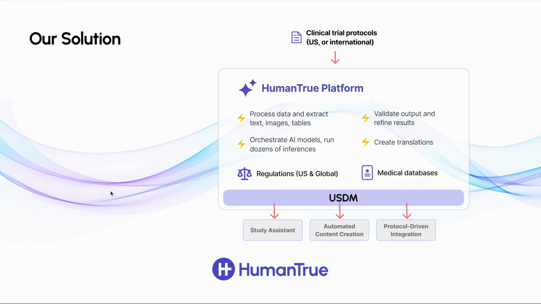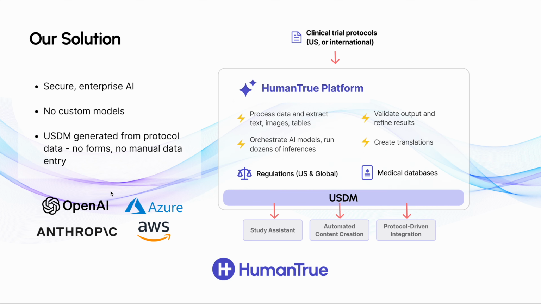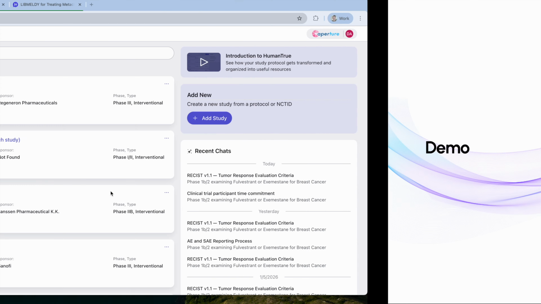Under the hood, our solution uses large language models and the USDM spec to process protocols and convert to USDM data structures. The result is a library of studies ready for human review and analysis. All use of AI is private, which means confidential information never leaves our system and the model makers never see that data. All right, let's check out a quick demo.